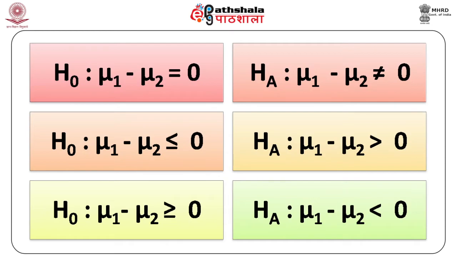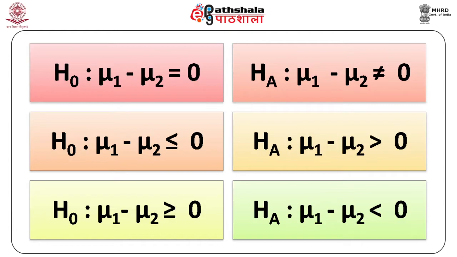Depending upon the type of hypothesis, that is, directional or non-directional, the following forms of hypothesis can be used. In the equations, mu1 refers to the pretest or time 1 population from which the study sample was drawn, and mu2 is the post-test or time 2 population. So, the null hypothesis can be mu1 minus mu2 equals 0.